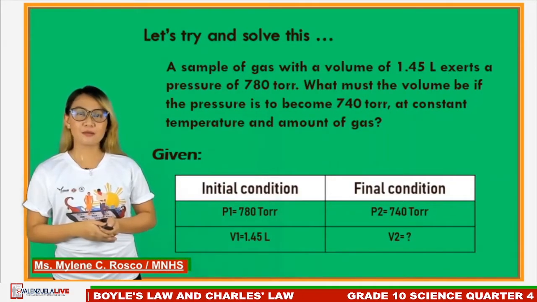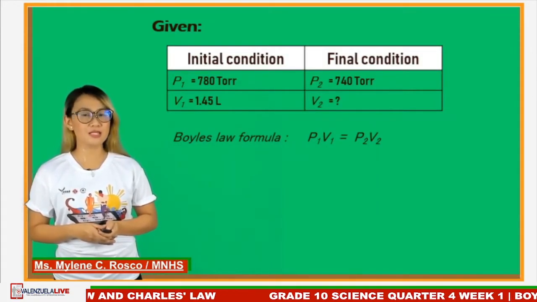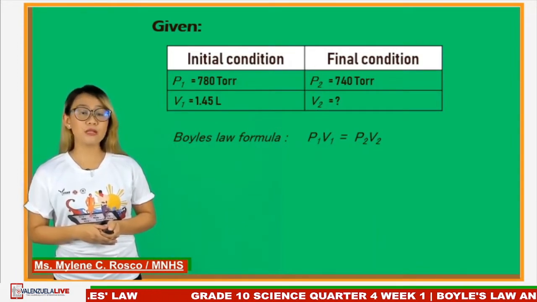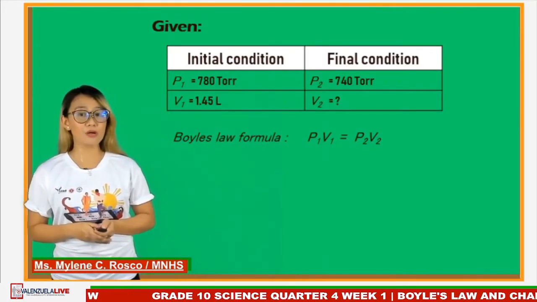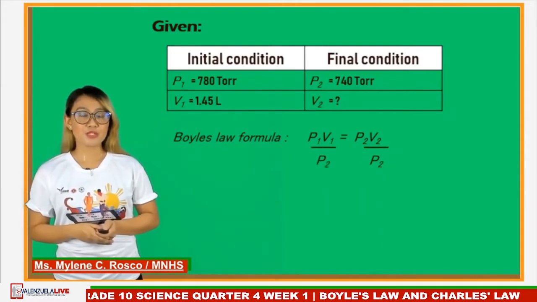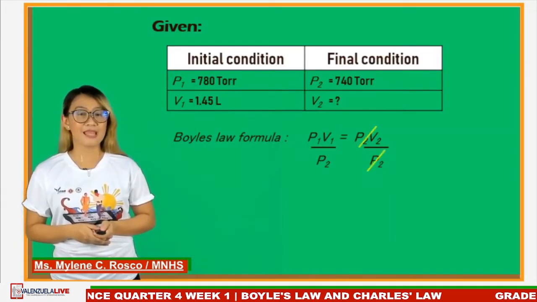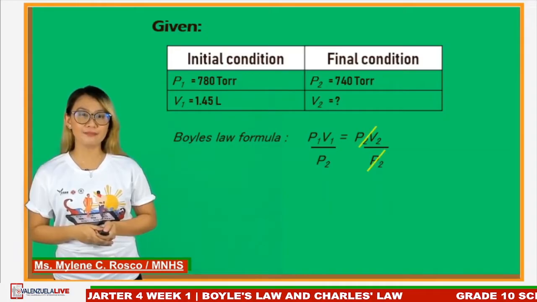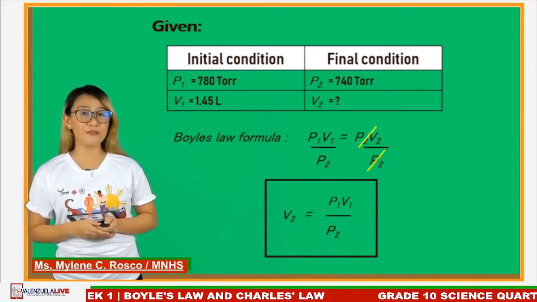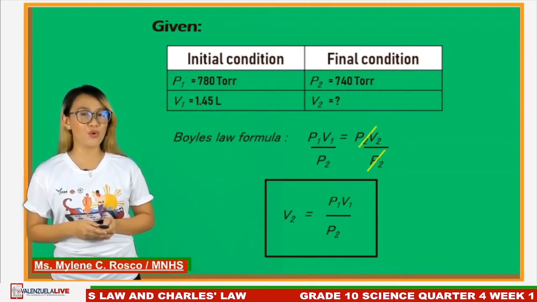For this, we are going to use the Boyle's law formula. P1 V1 is equal to P2 V2. To find volume 2, we need to derive a new equation from our original equation. So we are going to divide both sides by P2, cancel P2 on the right term, and rearranging the equation, we will get our working formula to get volume 2, which is P1 V1 over P2.